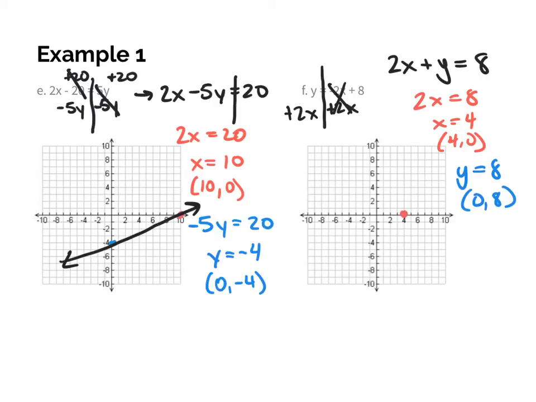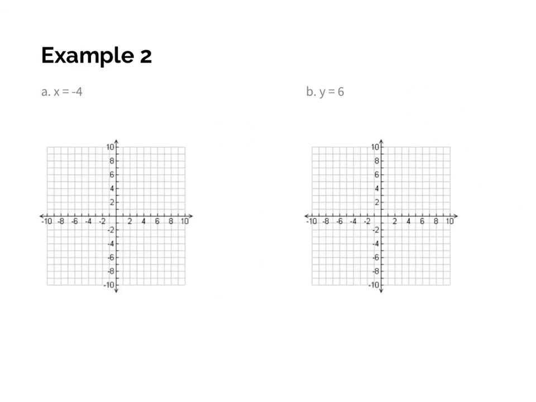Plotting my 2 points, I get (4, 0) and (0, 8), and I can then draw my line between the two. And again, that was using slope-intercept form to write it in standard form. Whatever tickles your fancy. All right, last example here.